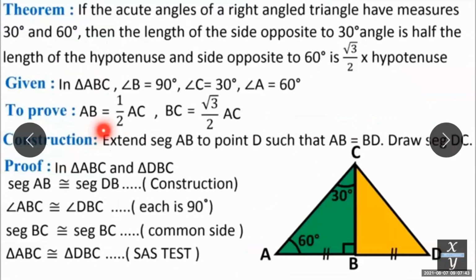We proved that the side opposite to 30 degrees is equal to half of the hypotenuse. Okay, now let's see how to prove this one. This is also very easy.